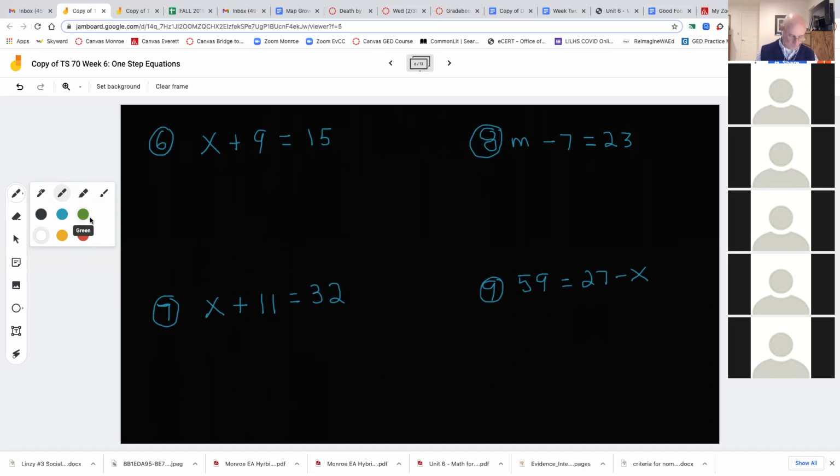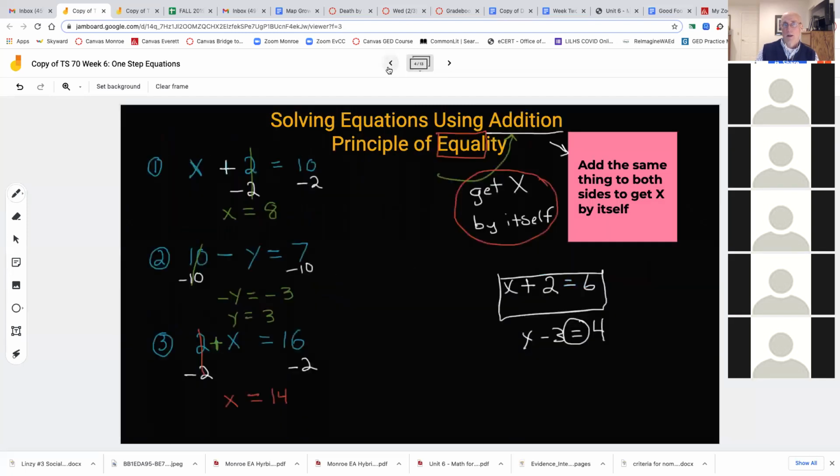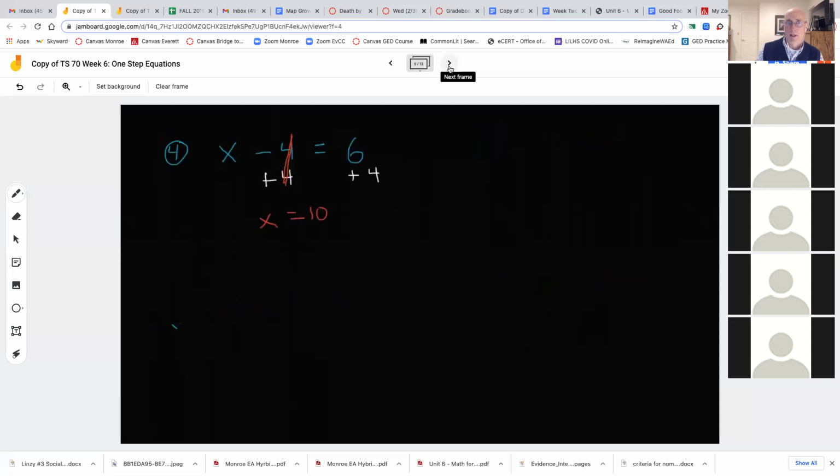All right, so the first one, I'm going to use the addition principle. It's this one. I'm going to go back a slide here too, okay? I'm using the addition principle of equality. This principle is that whatever I add to one side, I have to add to the other, and it's a way to get x by itself. And I will remind you that I can add a -2 or I can add a +2 to the equation. I'm adding the same thing.